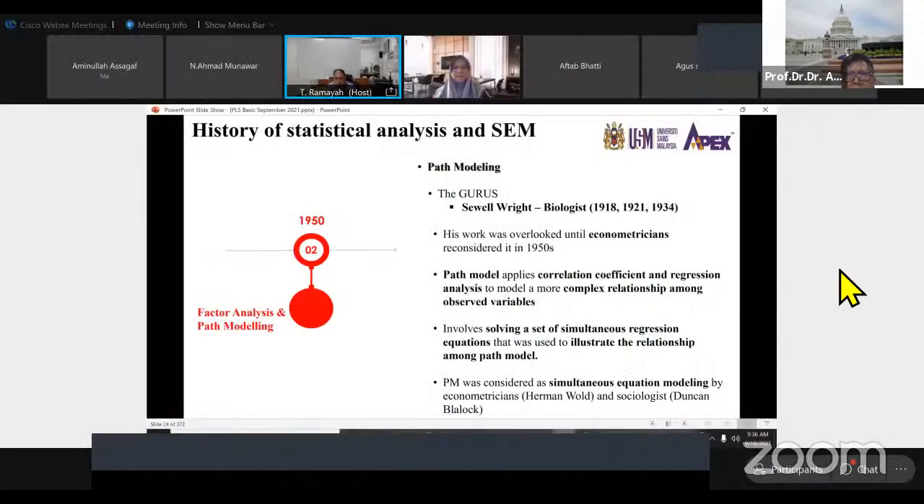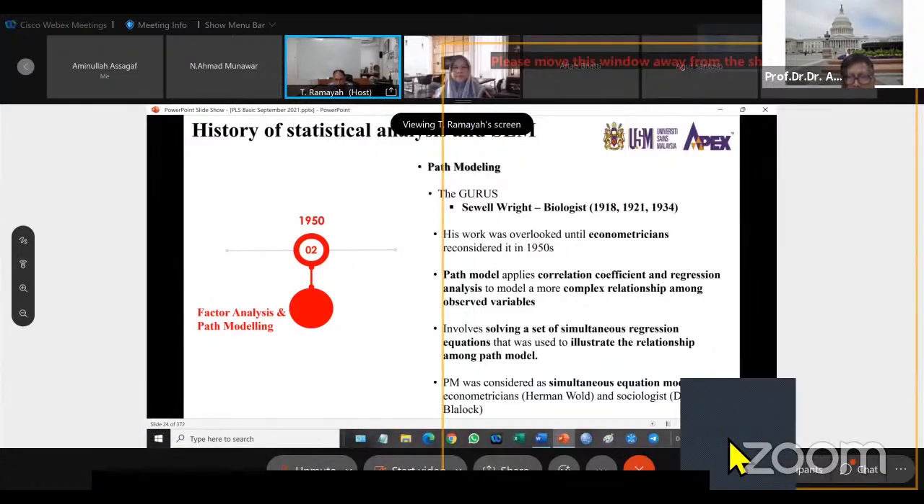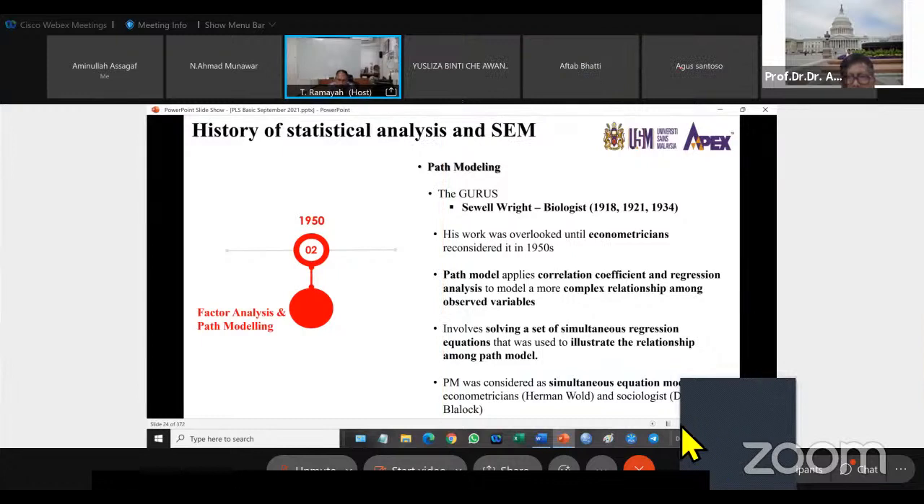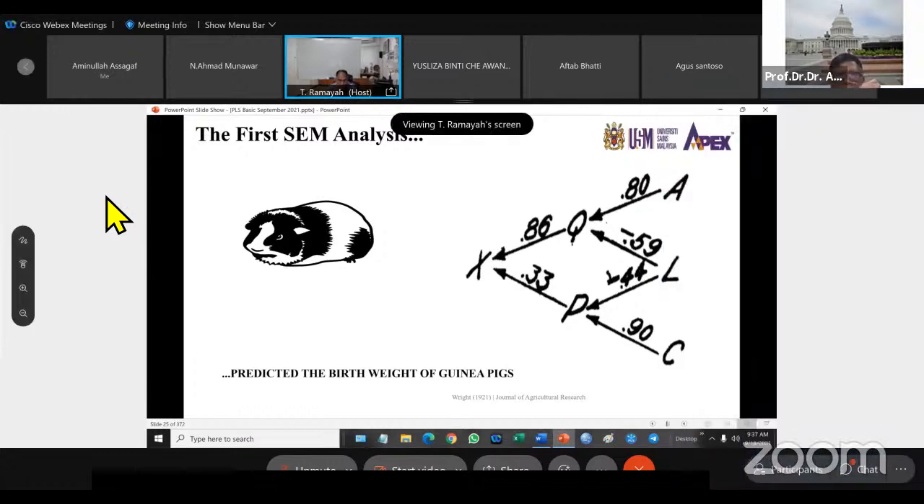So in 1950s, we also saw a guy called Sewell Wright, who is actually working in biology. He wanted to model simultaneous equation. So what he did was, this was the first structural equation modeling in 1921 to predict the birth weight of guinea pigs. That was the first structural equation modeling developed by Sewell Wright.